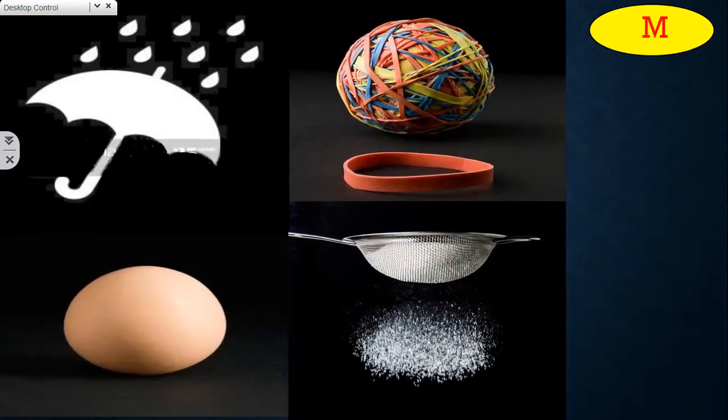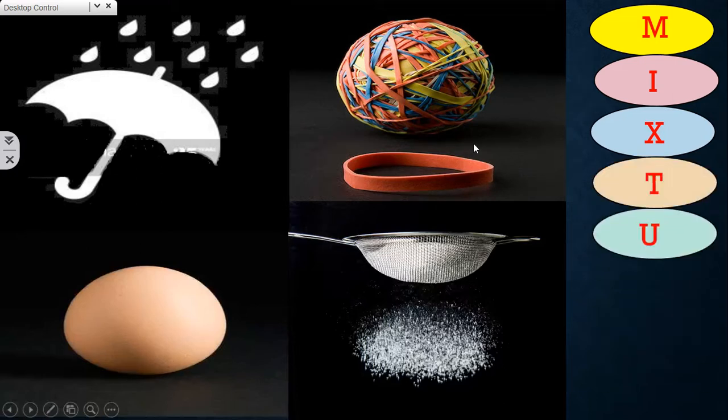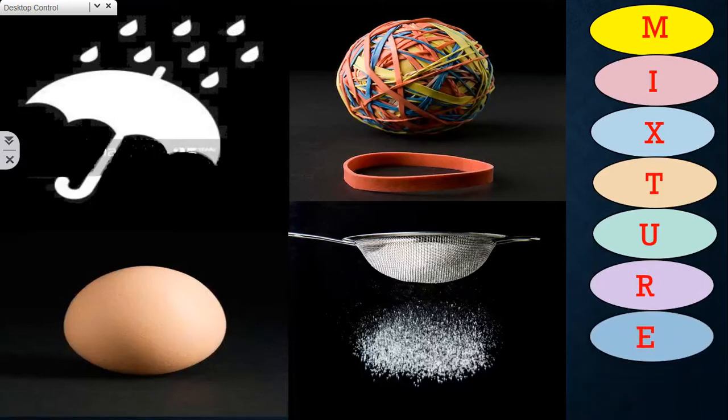And next 4 pictures for you. These are the next 4 pictures for you, children. I believe by now you have guessed the answer. And the letters are M, I, X, T, U, R, E, S. And the correct answer is mixtures.